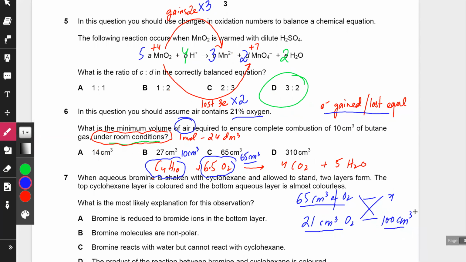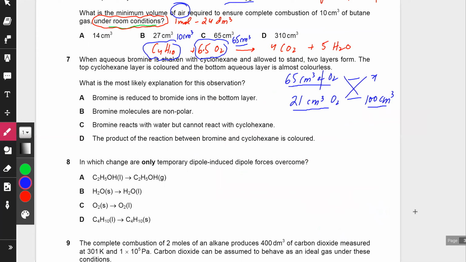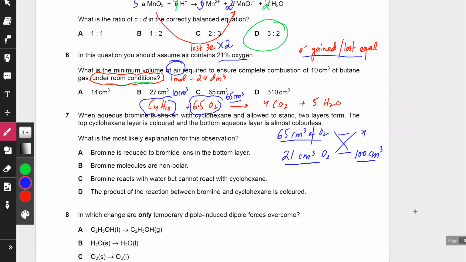I didn't quite understand. We're not going to be considering air as oxygen, because he said assume that air contains 21% oxygen. Sir, can we also do it like this: if we get 65, we can calculate 21% of 65? No, 65 is oxygen, it's not air. 65 cm cube is oxygen, so why are you applying a percentage on oxygen again?